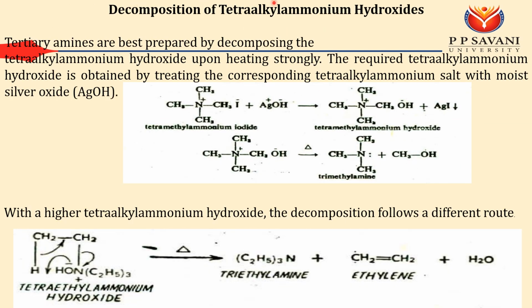Then decomposition of tetra-alkyl ammonium hydroxide. If I have a tetra-alkyl ammonium salt, I can easily decompose it and remove one CH3I from it, and I will get my product. So I have to do a reaction with silver hydroxide. Initially the iodide is replaced with a hydroxy group, and then I have to heat my solution, so this bond will break, and I will get my product.